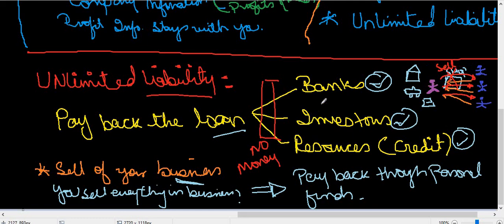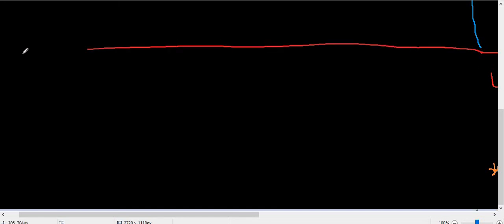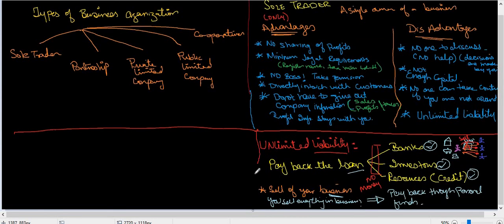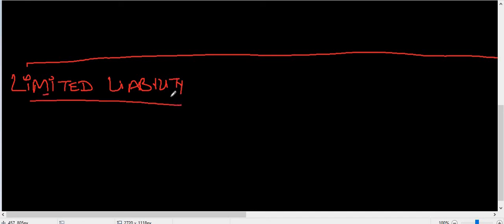I hope now you understand what unlimited liability is. So let's just talk about what limited liability is. I'm sorry guys, let me fix this for you. So limited liability is the opposite of unlimited liability. It means that the liability of shareholders in a company is only limited to the amount they have invested.